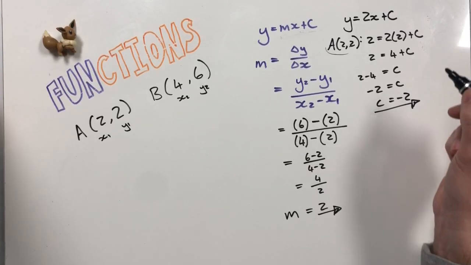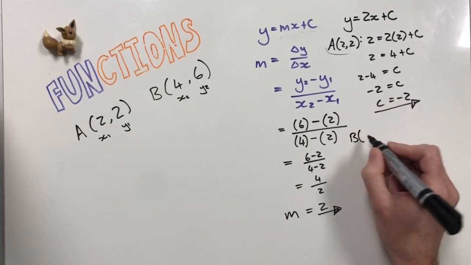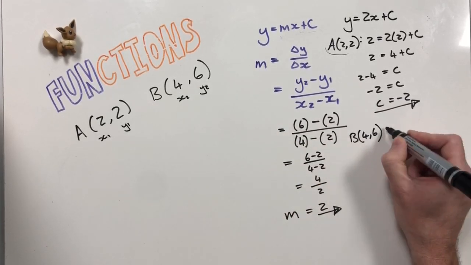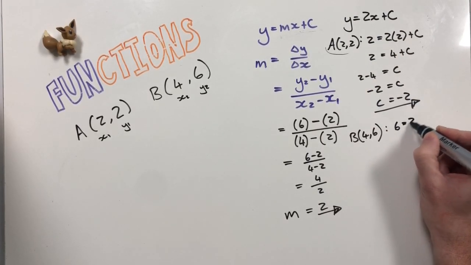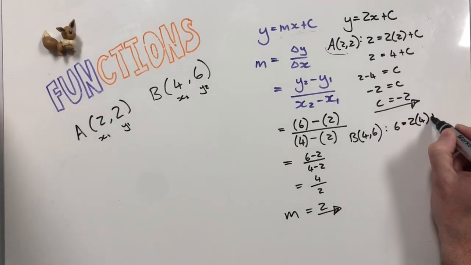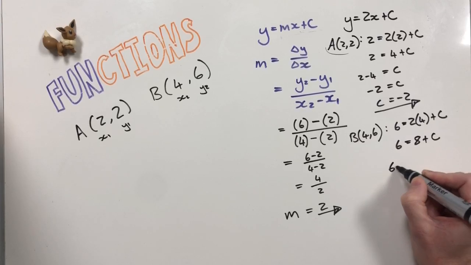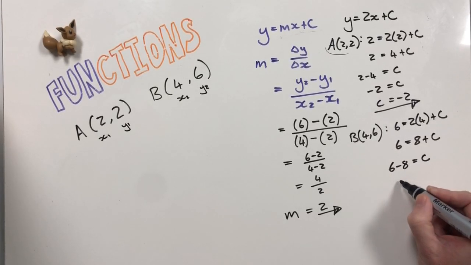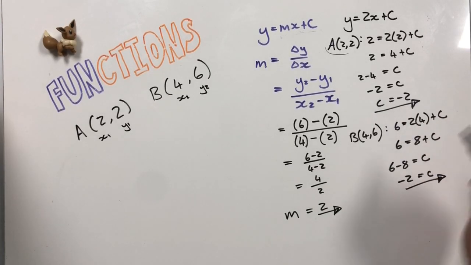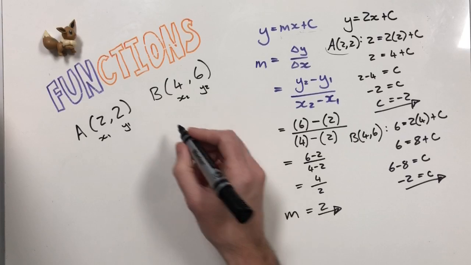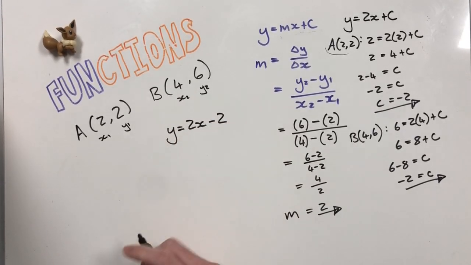Okay. I'll prove that the other point would give the same answer. So if I were to put in b, 4 and 6. So y in this case would be 6 is equal to 2 times x, in this case 4, plus c. So I would get 6 is equal to 8 plus c. So take 8 off both sides. So I would have negative 2 is c. So with both cases, I have negative 2 as my c-intercept. So if I wanted to write this in the equation, it would be y is equal to 2x minus 2.